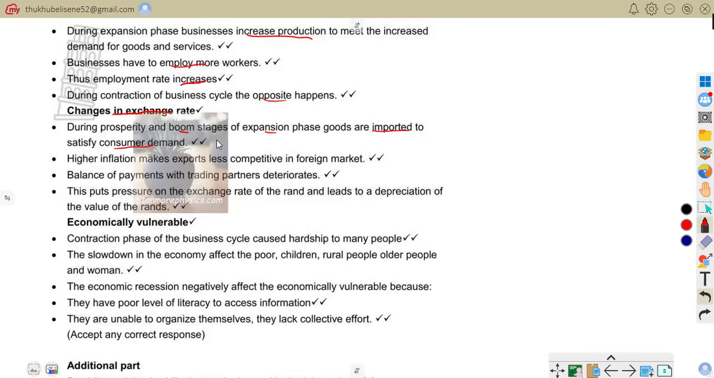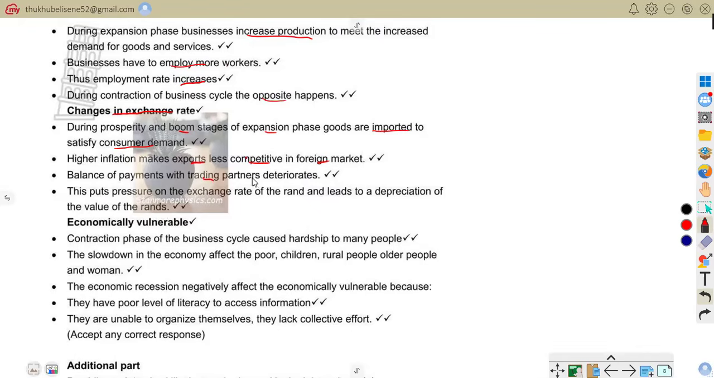During that time when there is high income, goods are imported to satisfy demand. High inflation makes exports less competitive in foreign markets. It means domestic goods become more expensive than foreign goods. For example, a local wine becomes expensive compared to the imported one.